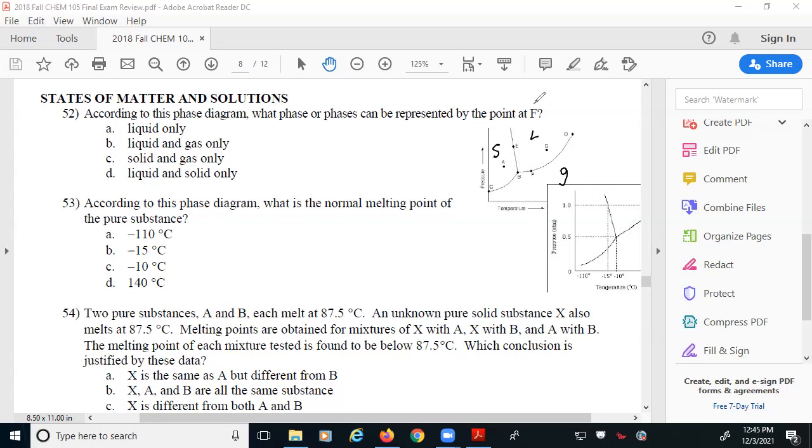So if I'm looking at point F here, what is point F describing? What 2 regions is it between? It's between liquid and gas. Now remember, anything on the line itself represents an equilibrium point between those 2 phases. So both of those phases are going to be there. So the answer to the question here is B. Liquid and gas would be present at that spot.